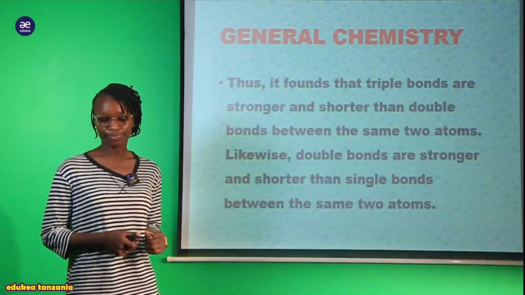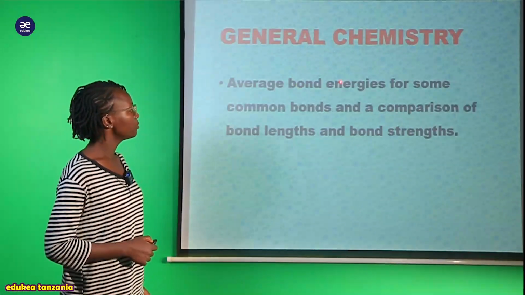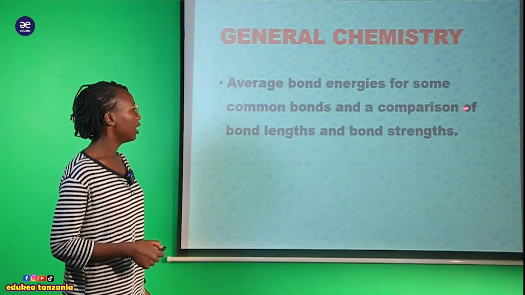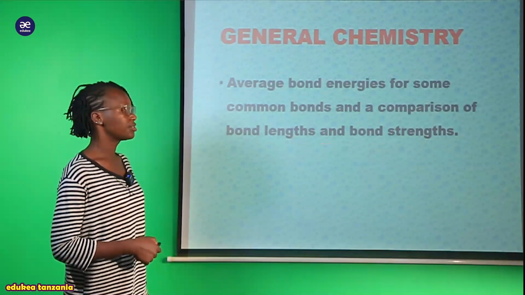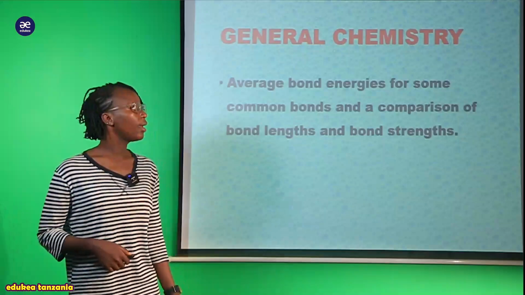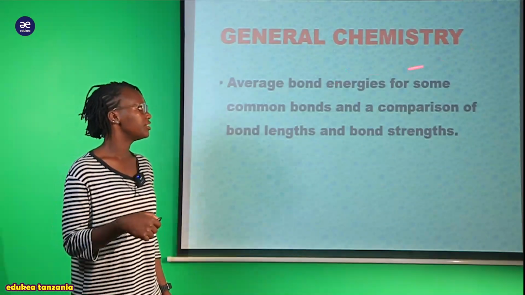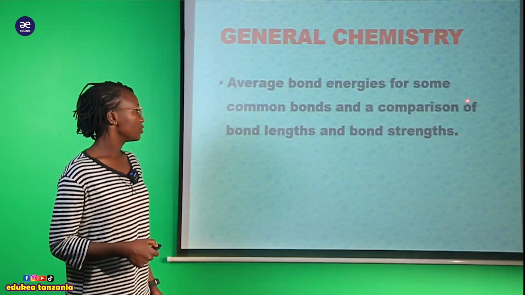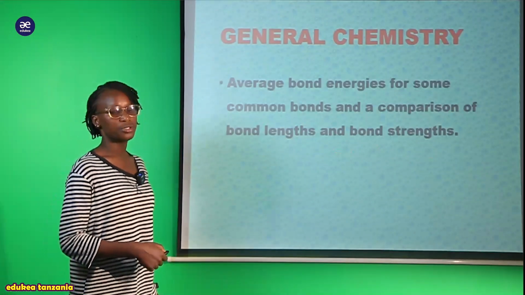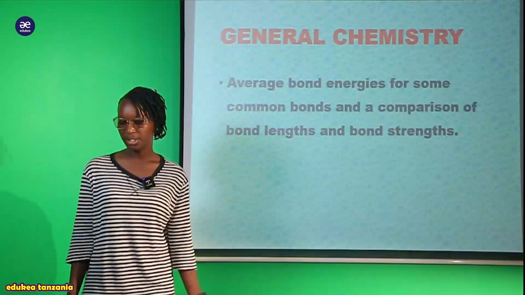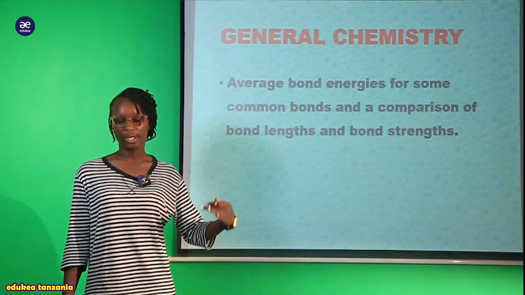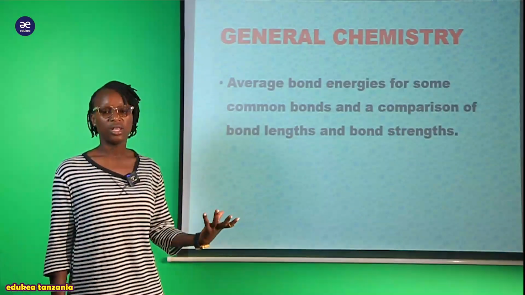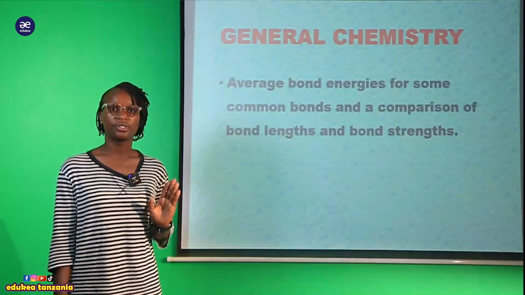So average bond energies for some common bonds and a comparison of bond length and bond strength. Sasa let's just see, taenda kuona kuhusiana na hizi average bond energies of some common bonds and the comparison of bond length and the bond strength. Taenda kuona average bond energies, the bond energies of some common bonds. Taenda kuona the different common bonds.